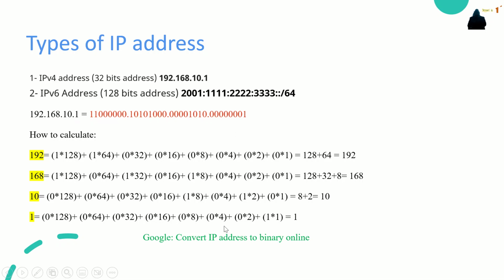But sometimes it's better to also learn how to calculate it. In Google you can search for convert IP address to binary online, and you can write your binary and get the IP address, and also vice versa. Yes, it works for you.